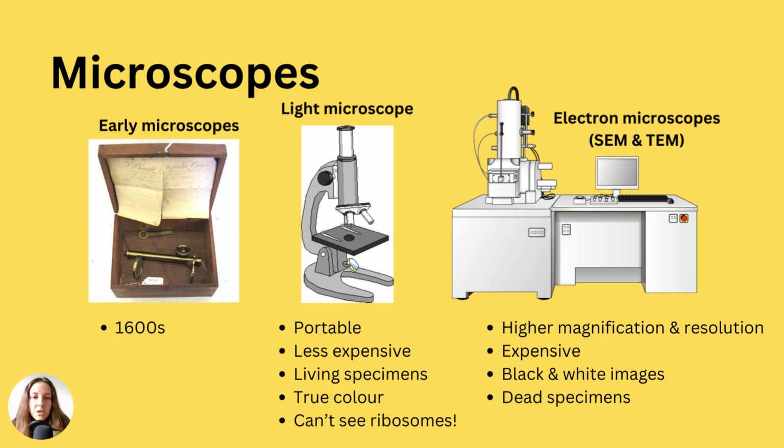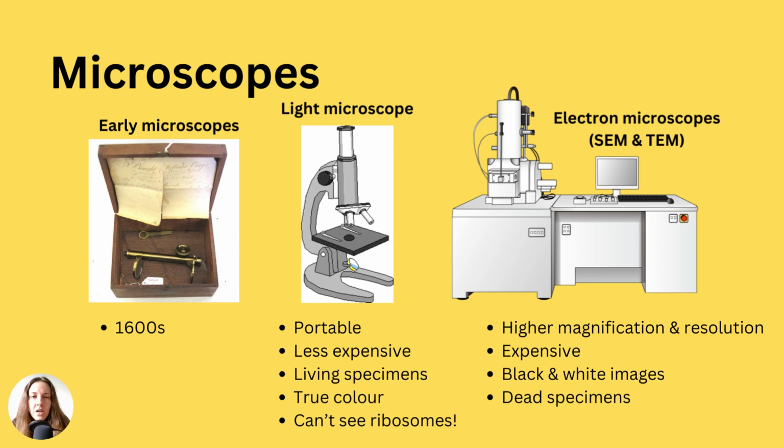With a light microscope, you can use organisms which are living. So that means we don't have to destroy any tissue, and that can be very beneficial, especially if we want to look at insects. However, with a light microscope, we cannot see ribosomes, and that's why electron microscopes have been utilized, especially in research, to actually see subcellular structures like ribosomes, which are very, very small.